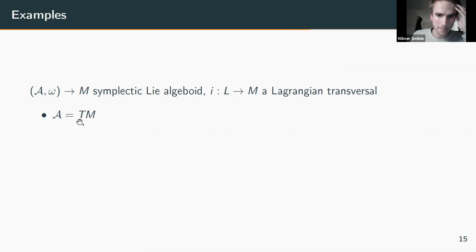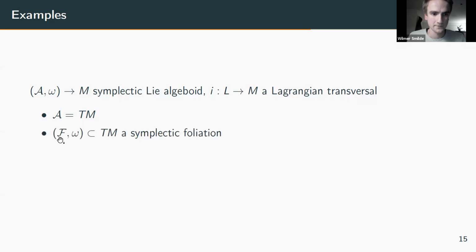Well, first of all, when the algebroid is just TM, it reproduces the usual Lagrangian neighborhood theorem. If we have a symplectic foliation, so the algebroid's foliation, then L, a Lagrangian transversal, means that it's transverse to the foliation, and we have a sort of foliated version of the Lagrangian neighborhood theorem. And this also appeared in the literature now and then.